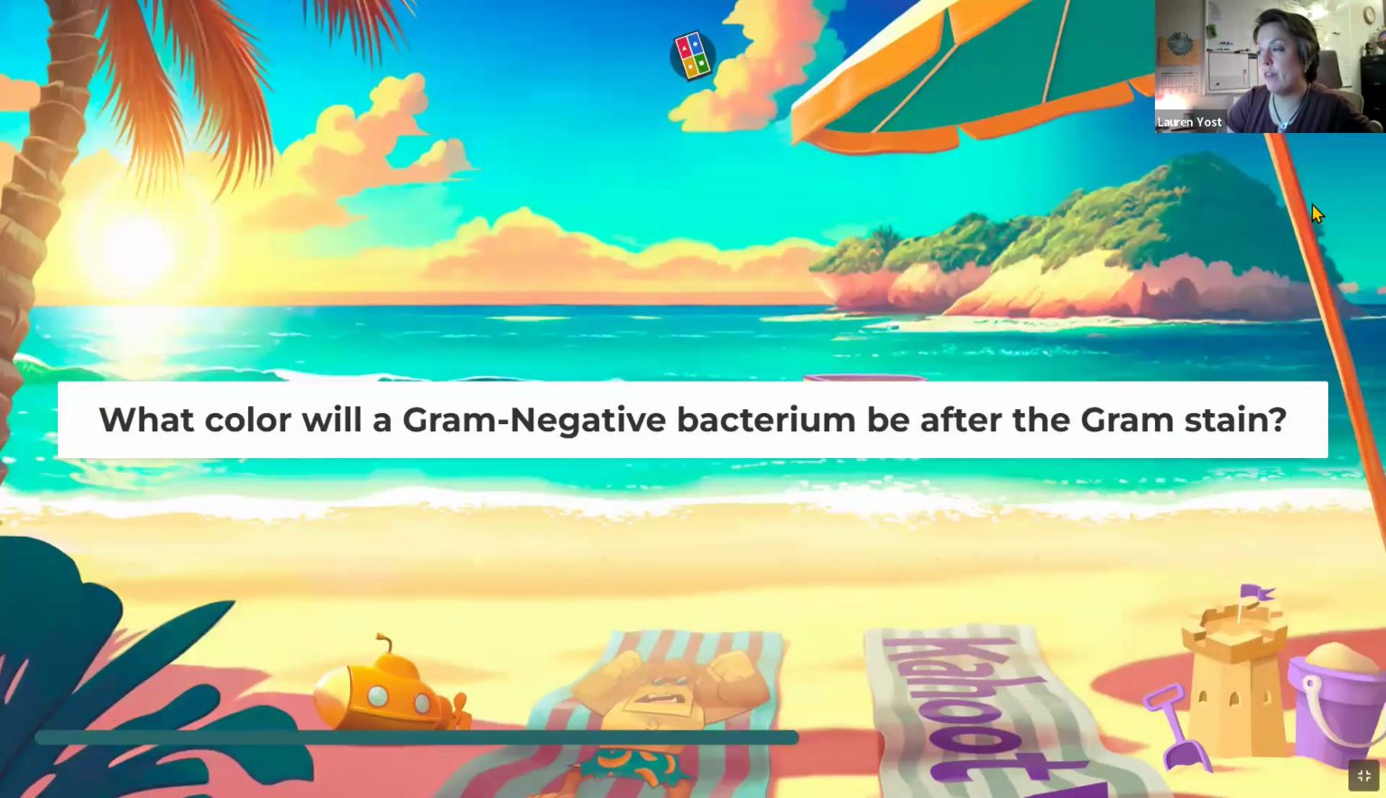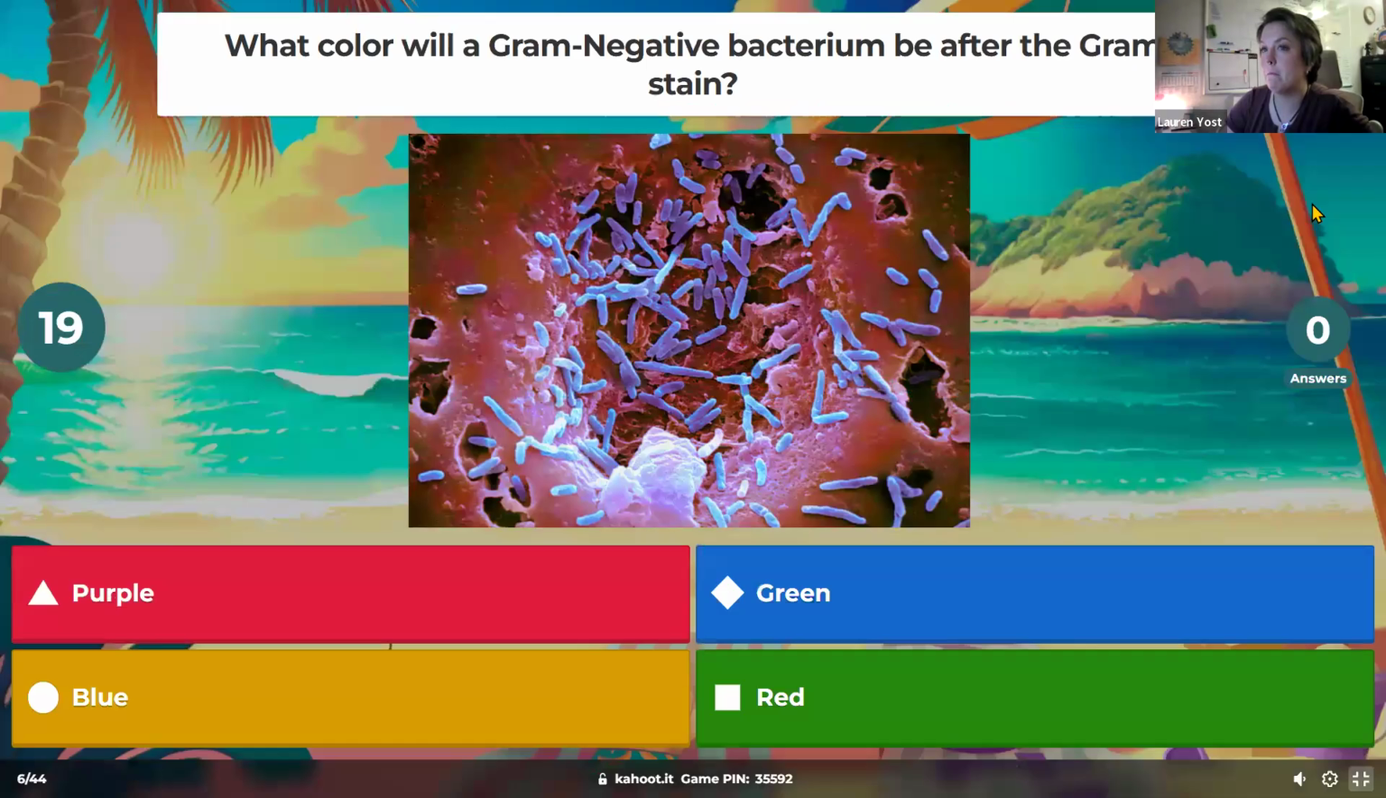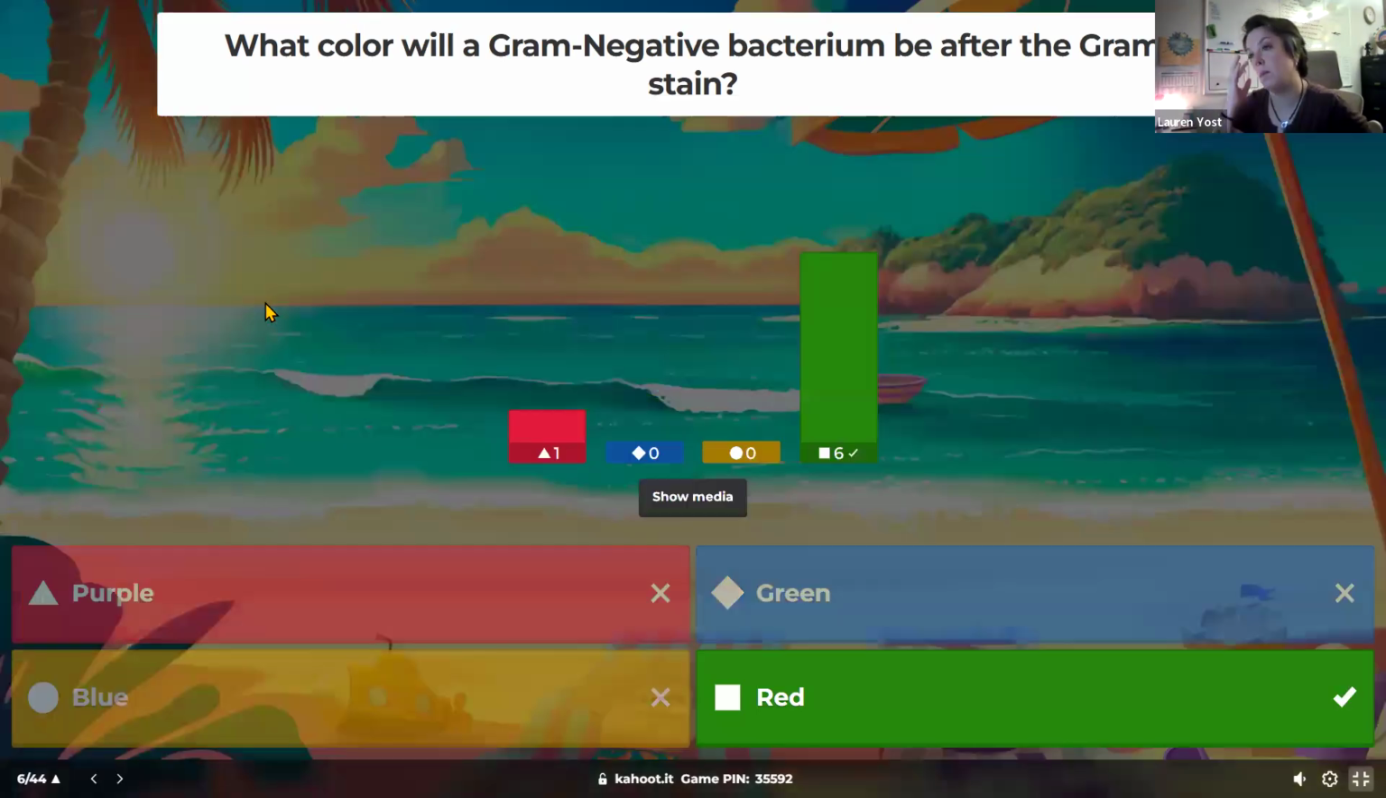All right, what color will a gram-negative bacteria be after the gram stain? All right, so gram-negative bacteria will be red. This is because the crystal violet should get stuck in gram-positive's cell wall. And so remember that what the gram stain is really doing is differentiating cells based on their cell envelope. The cell envelope has to do with your inner membrane, which we call the cytoplasmic or cell membrane or plasma membrane. Those are all just different words for the same thing.